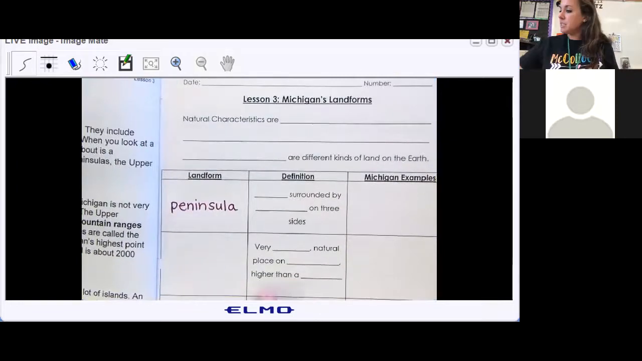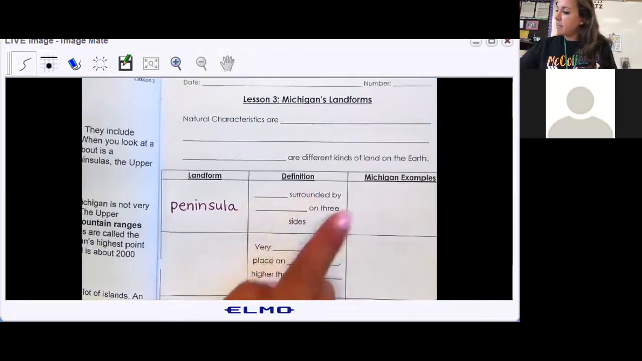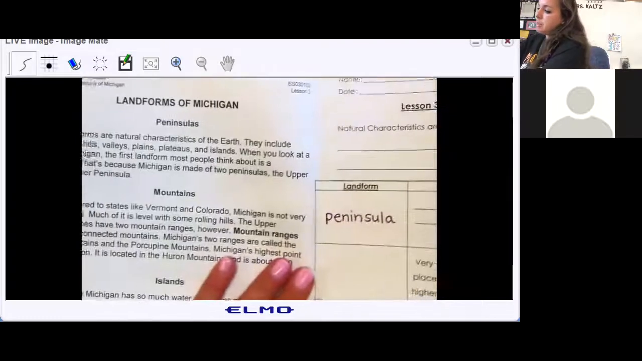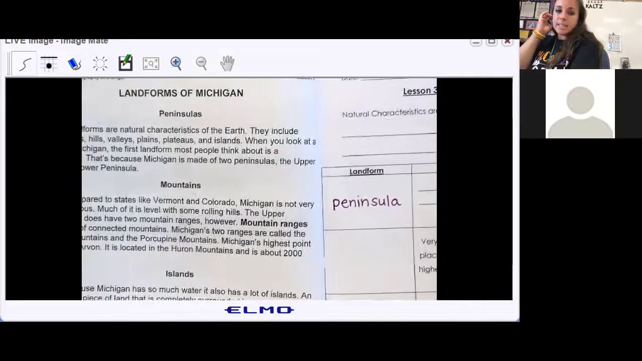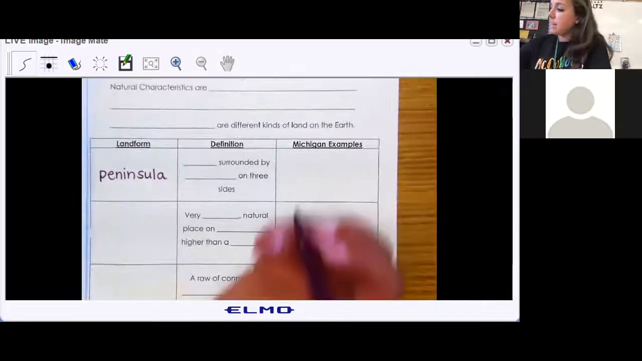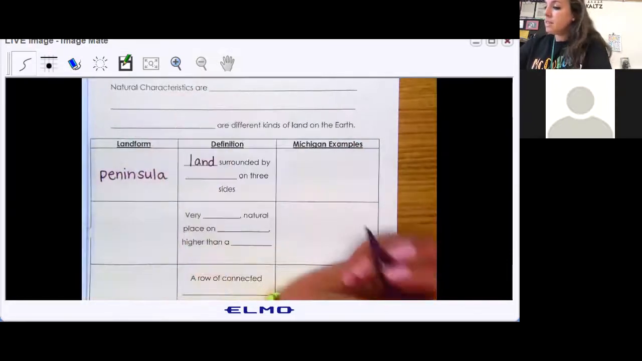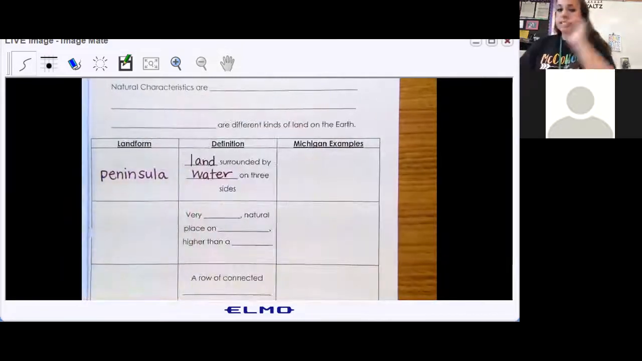Okay, now we're going to fill in the words to help with the definition. Blank, surrounded by blank on 3 sides. So I'm going back into my reading, and it doesn't say that in there. So I'm going to go ahead and help you out with that. A peninsula is land surrounded by water on 3 sides.